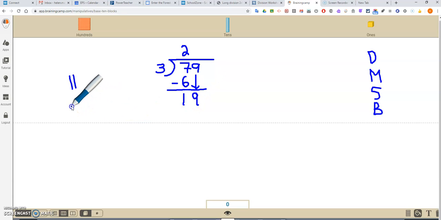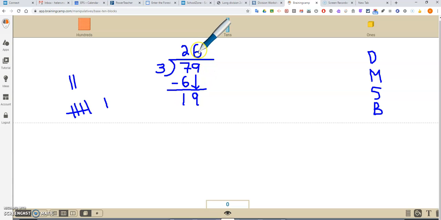Let's count again. 3, 6, 9, 12, 15, 18. Well, if I put one more, it's 21. Well, that's not going to work. So 3, 6, 9, 12, 15, 18. I have 6 ticks. So I would have put 6 units into each group of 3.